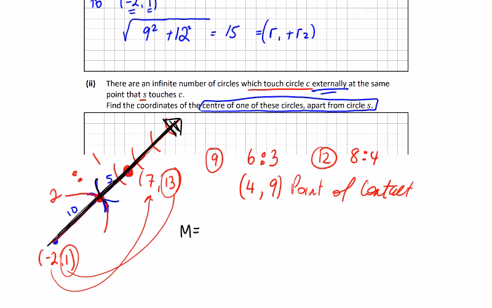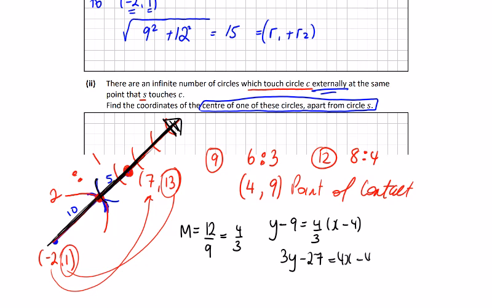The slope is change in y is 12 and the change in x is 9. So the slope of this line is 4 over 3. So the equation is, we use the point of contact, y minus 9 is equal to 4 over 3 times x minus 4. So 3y minus 27 is equal to 4x minus 4. 4x minus 3y is equal to minus 23.